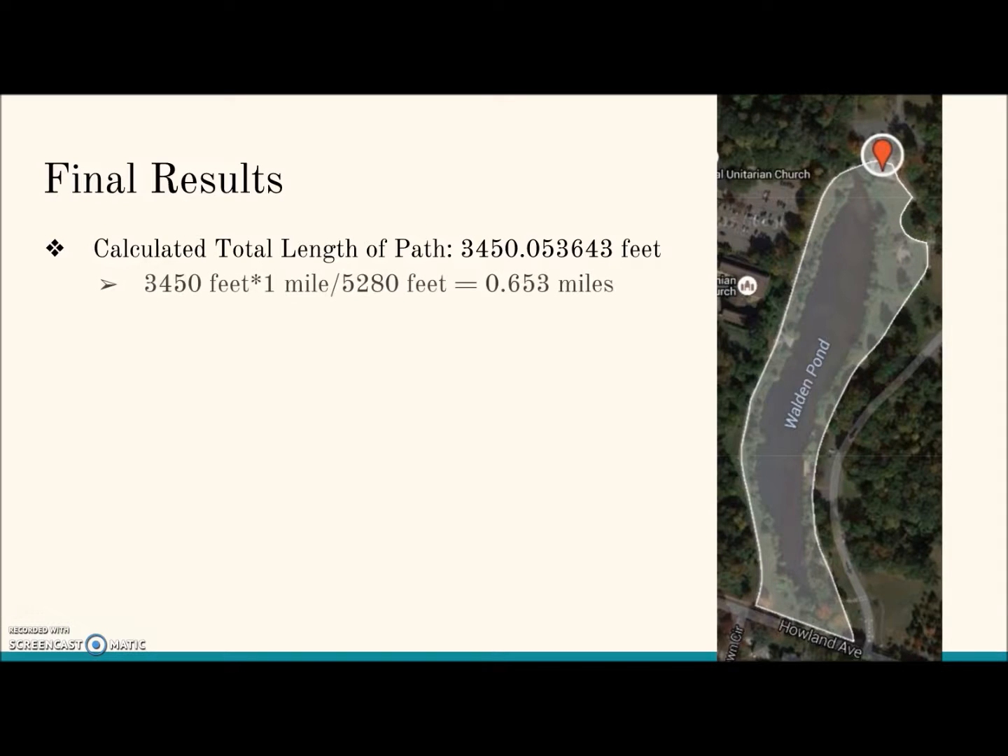Dividing this by 5,280 feet, I found that my calculated distance is about 0.653 miles, which is pretty close to Google Maps' measurement of 0.644 miles. And with that is the end of my arc length project.